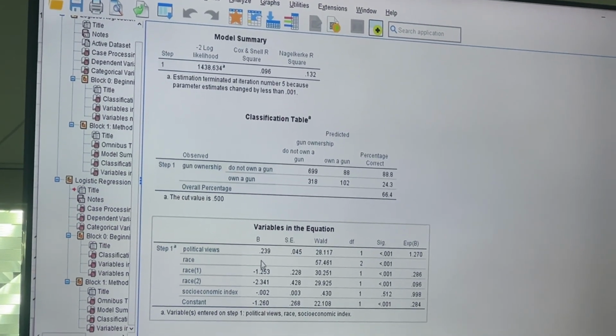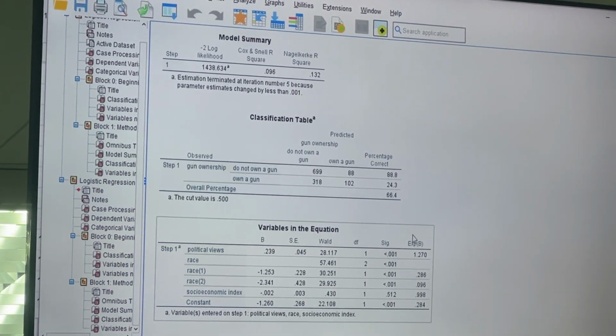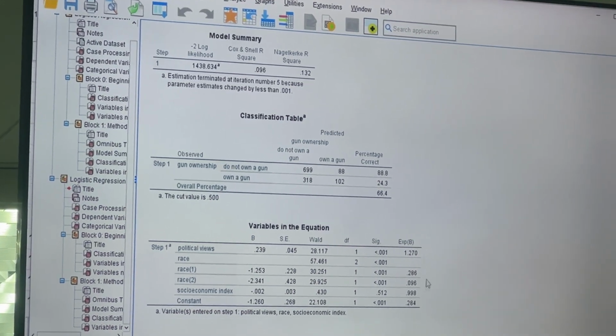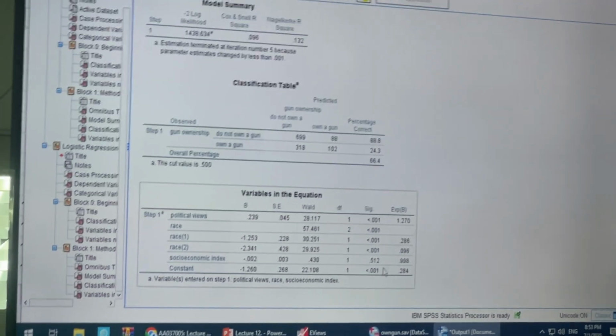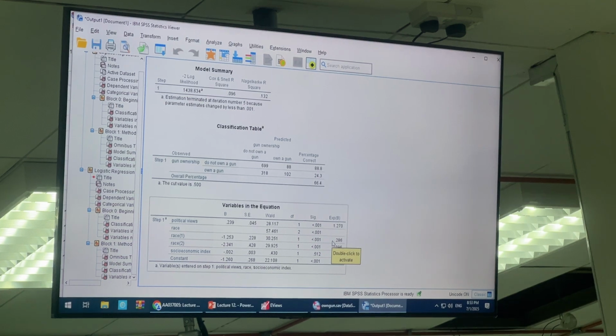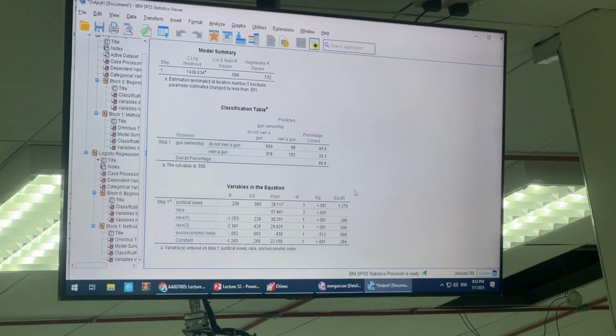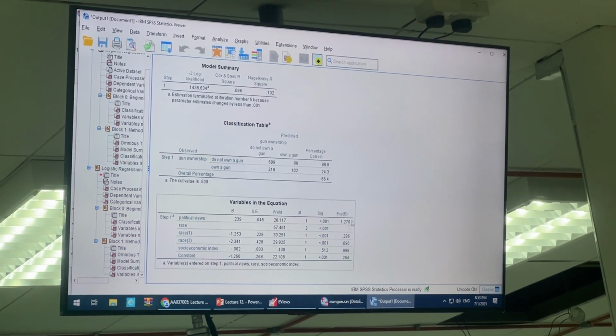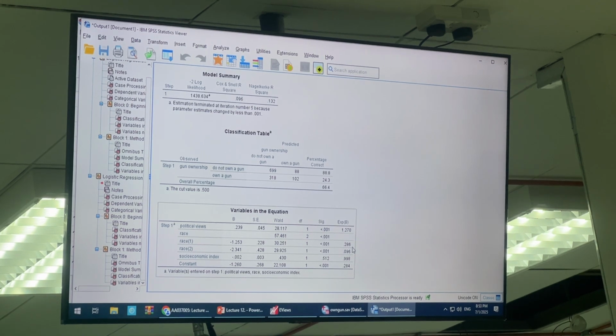So you notice that we get the same estimates, but SPSS produces the anti-log. It gives us the estimated odds ratio. So no need to calculate manually. You can just get it from here, the last column.